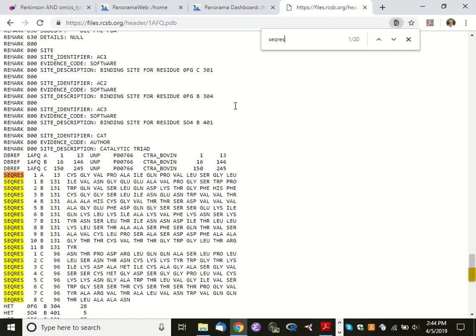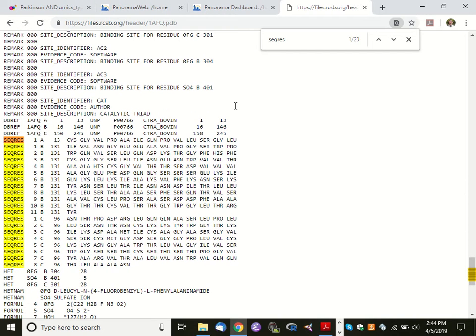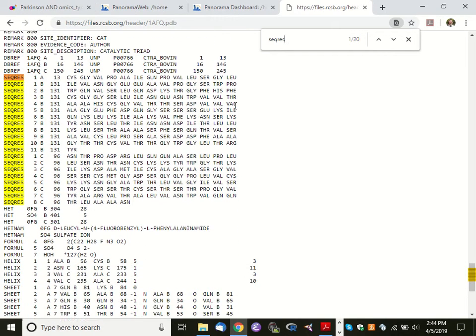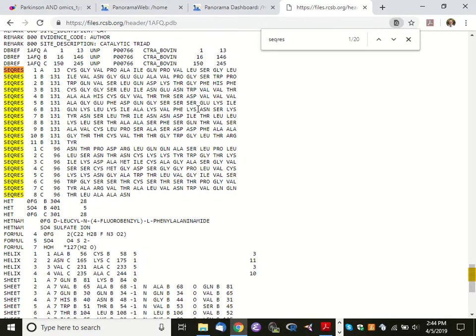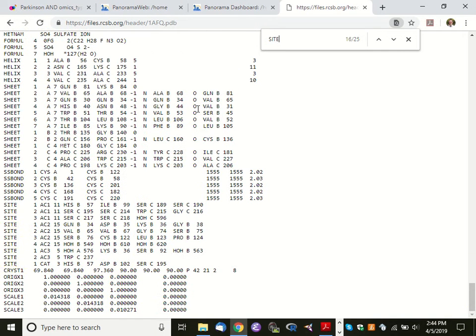SEQRES. There we go. So you can see it uses kind of an old school way to represent the sequences of the polypeptides here. Cys, Gly, Val, Pro, Ala, Ile, Gly, Gln, that sort of stuff. Right, so that information is all captured right there. Now, this might be where I get in trouble for using only the header. I wanted to see a line called SITE, S-I-T-E. Ah, good, it is still here.